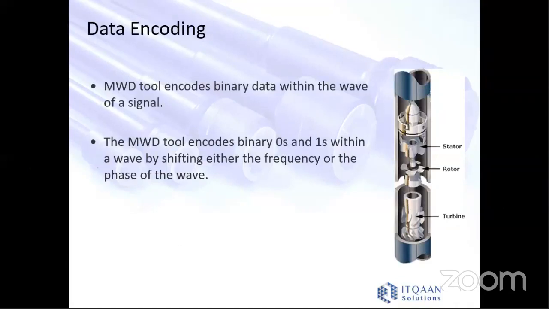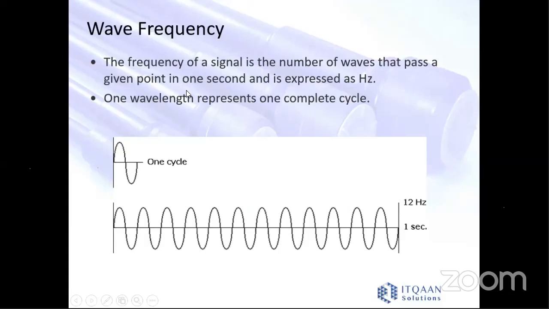Data encoding. The MWD encodes binary data within the wave of the signal. The MWD tool encodes the binary zeros and ones within the wave by shifting either the frequency or the phase of the wave. Here the graph shows wave frequency. The frequency of the signal is the number of waves that pass a given point in 1 second, expressed in hertz. One wavelength represents one complete cycle. In this example, in 1 second we have 12 complete cycles, so the frequency is 12 hertz.